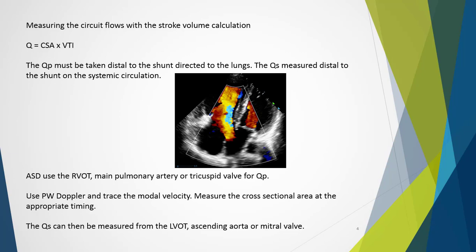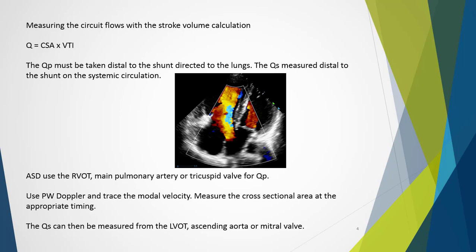The measurements performed vary depending on the location of the shunt. The QP must be taken distal to the shunt, directed to the lungs, and therefore holds the extra volume of blood: the normal stroke volume plus the shunt volume. The QS is measured distal to the shunt on the systemic circulation.